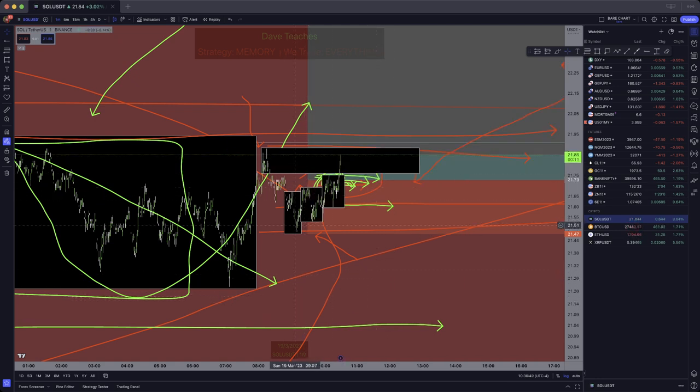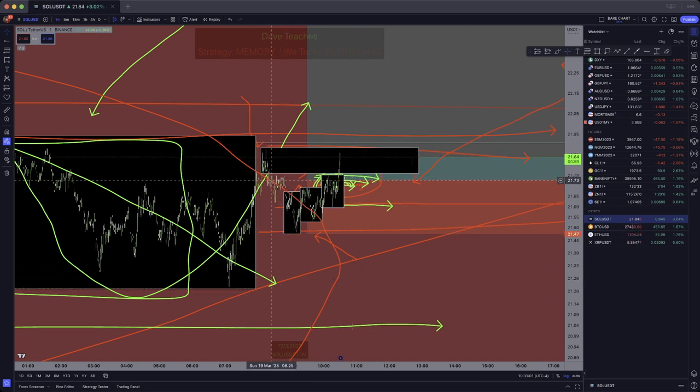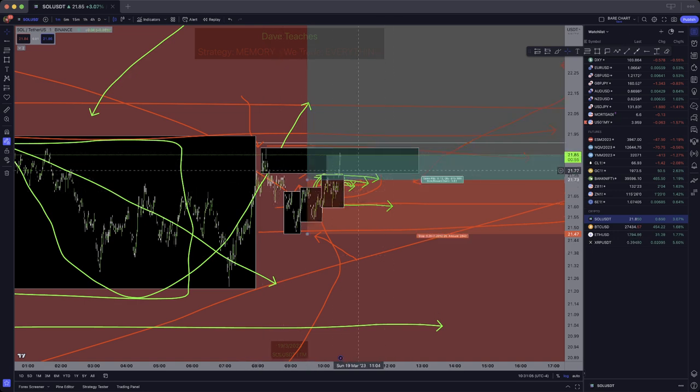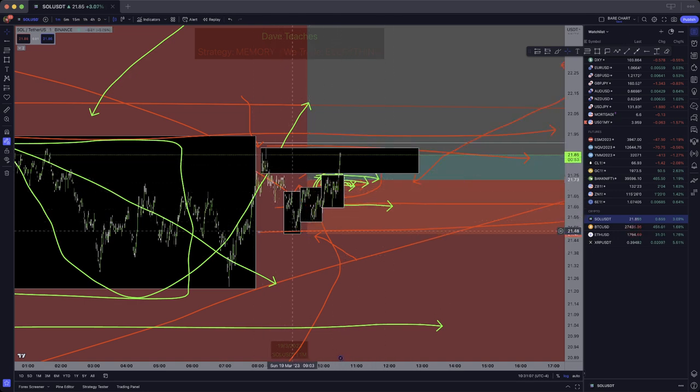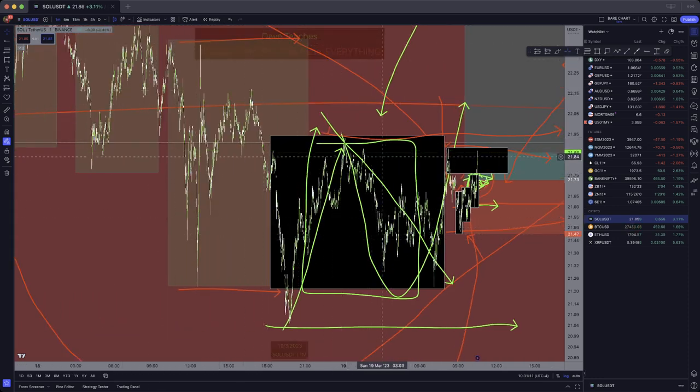And what I'm saying is pay attention to the fresh zones. Pay attention to the order flow that you're currently in, and not the one that you're expecting. Not the one that you're expecting.